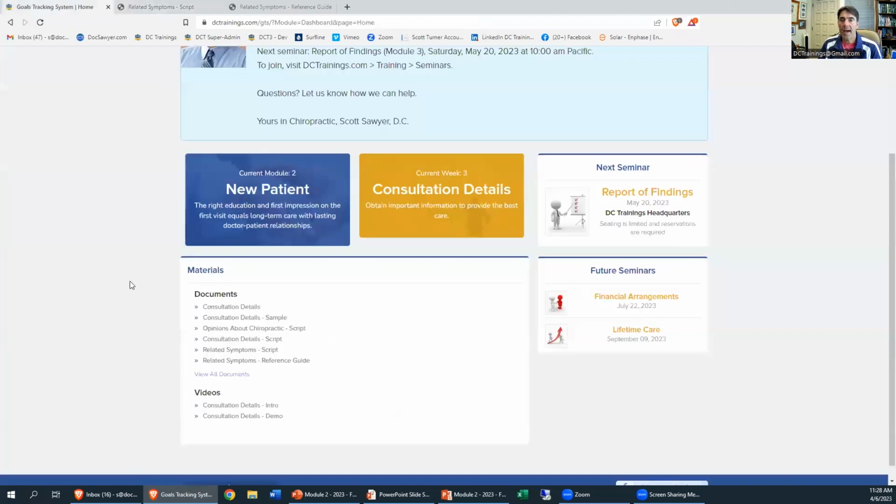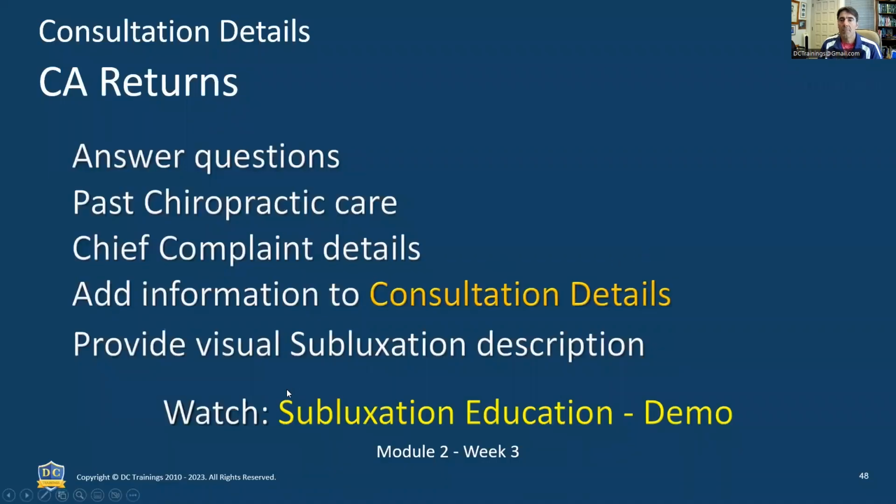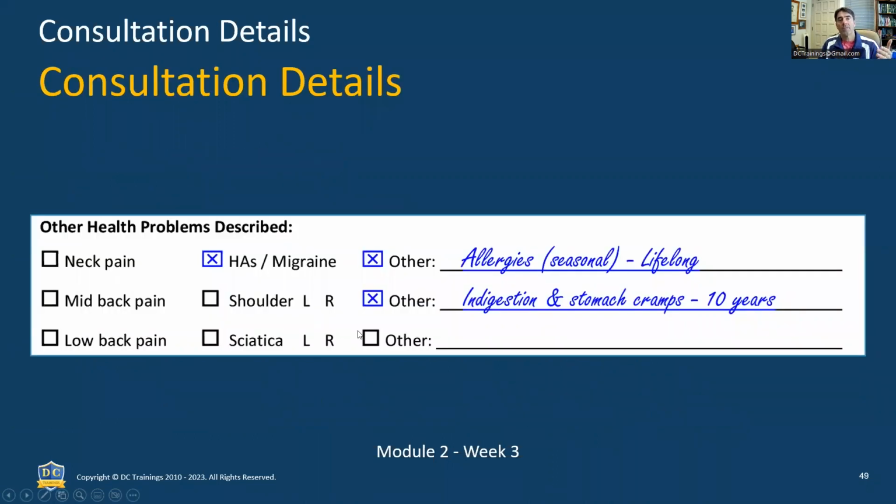All right. So let's go back to our PowerPoint, because once we've provided that visual description of the subluxation in a Socratic way, then we're going to tie it into the related symptoms, the other health problems that they may be having, aside from their chief complaint. And I want to just for a moment define two terms. There's chief complaint and there's primary concerns.